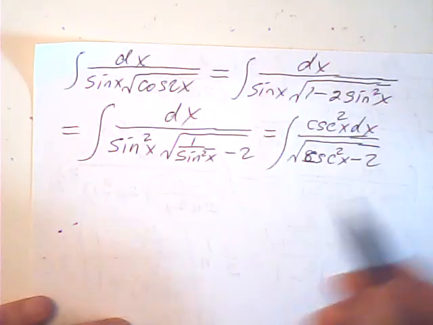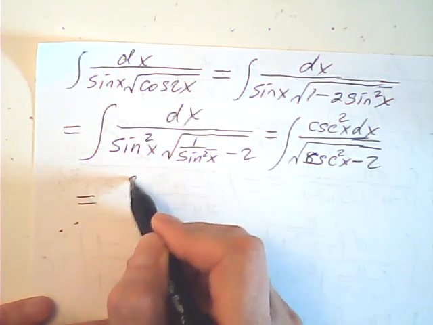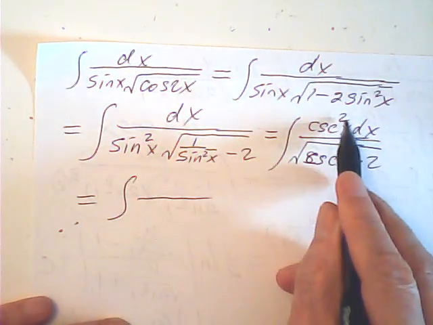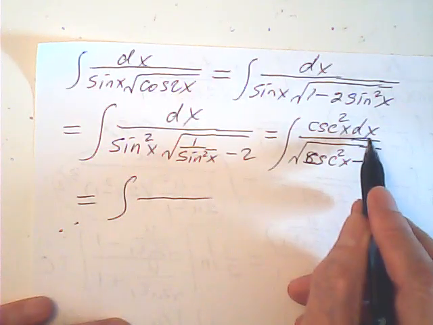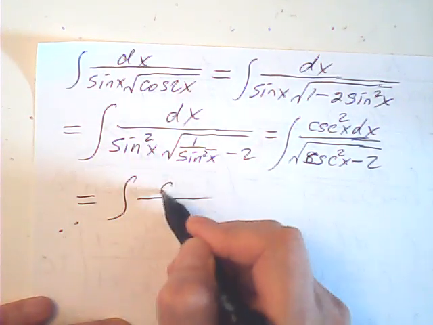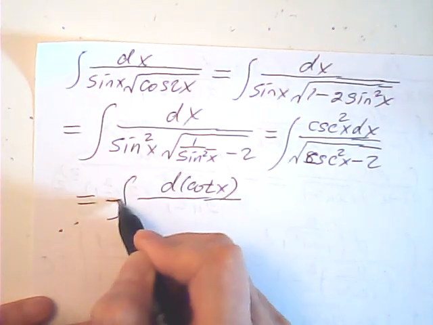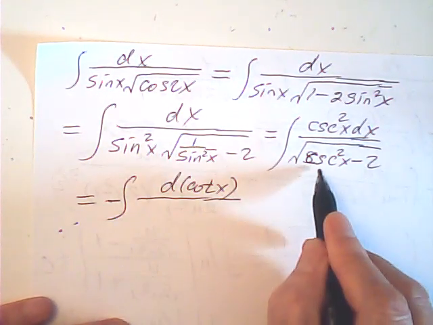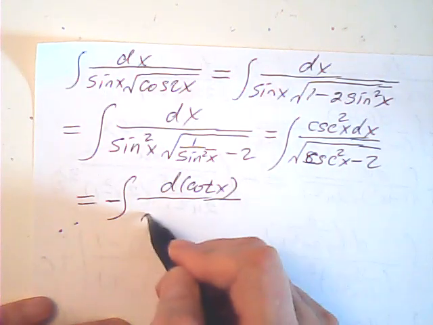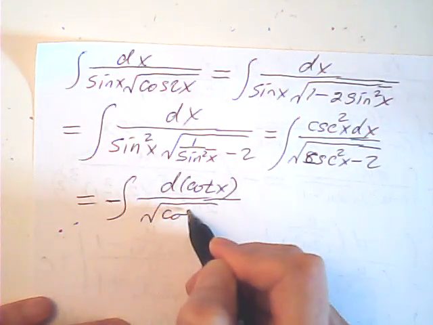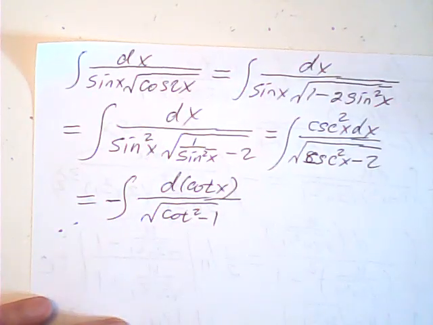And we further simplify. Cosecant square x dx is a negative d cotangent, negative outside. This one minus 2 is cotangent square minus 1, right?